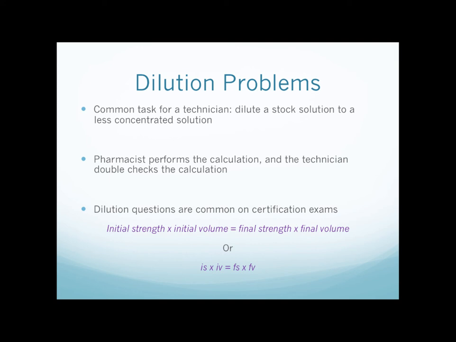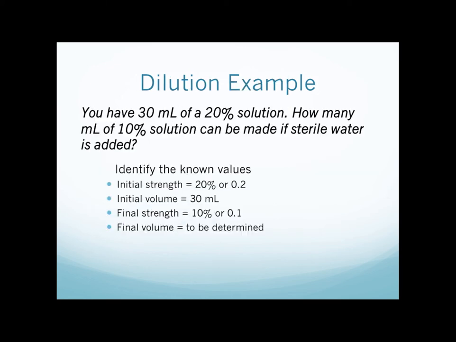The dilution formula that you should recognize and remember is the initial strength times the initial volume is equal to the final strength times the final volume. So here's an example of a dilution question. You have 30 mLs of a 20% solution. How many mLs of a 10% solution can be made if sterile water is added?